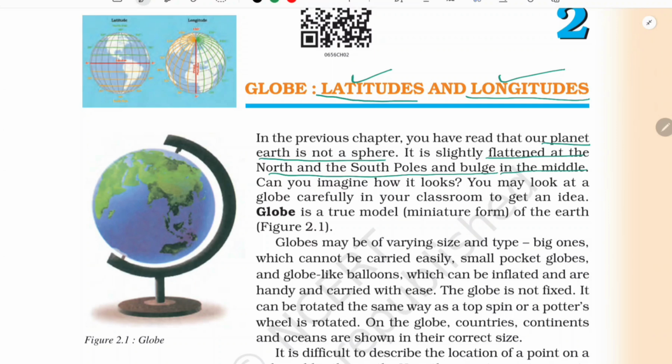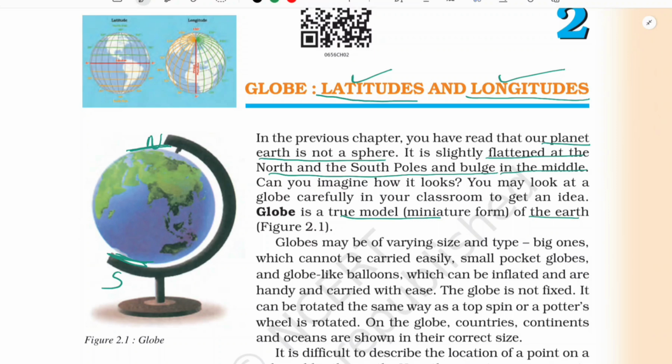Especially when we want to see world maps, it is easier and more convenient for us when we are seeing them through globes. So here, see, this is the north pole we are going to study in detail, and this is the south pole. It is little flattened over here in this area. And when you look at your globe carefully, you will find that it is a true model, a miniature form of the earth. It is a miniature, or a replica of the earth, through which it becomes very easy for us to understand our earth.